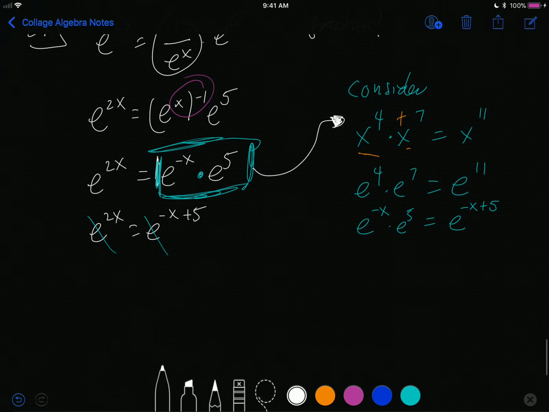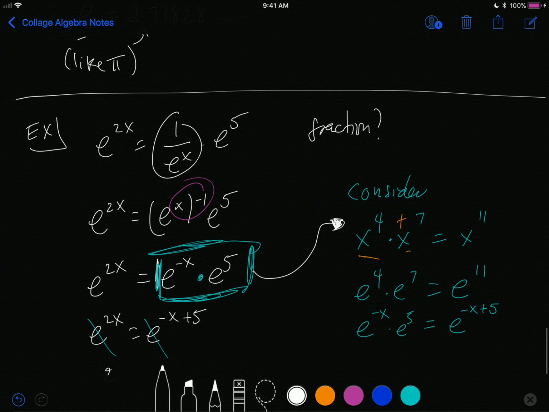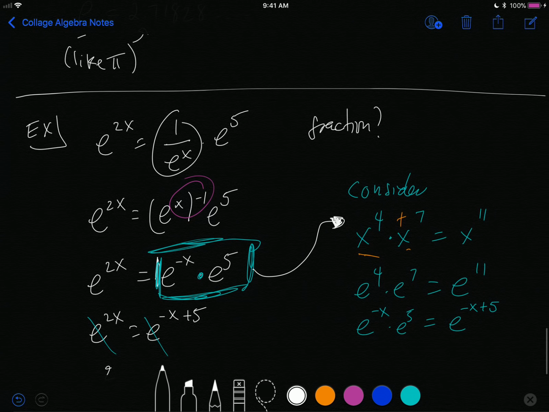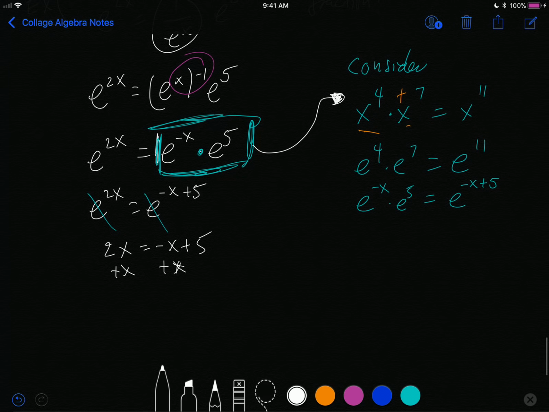And so therefore, this is going to be 2... Did I write the wrong equation? No, I didn't. It's going to be 2x is equal to negative x plus 5. I add x to both sides. And so I get 3x is equal to 5, and I divide by 3. So x is equal to 5/3. Yeah.